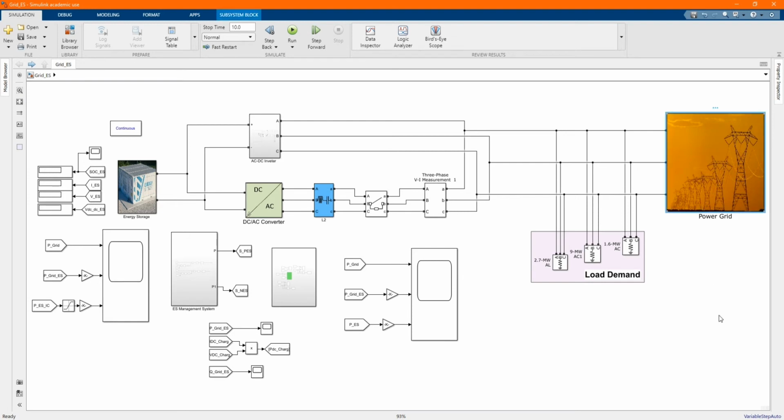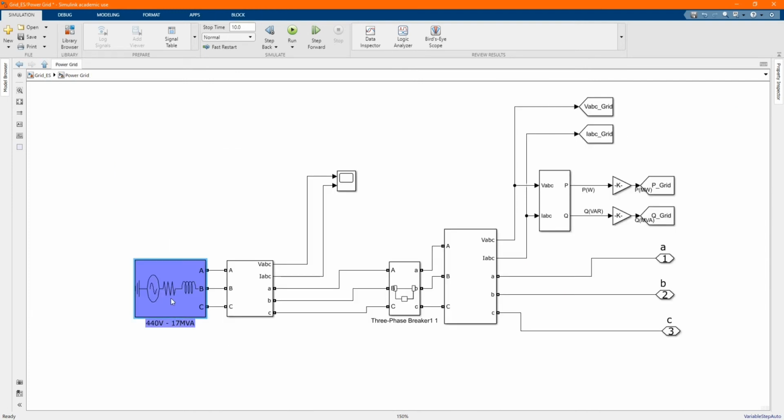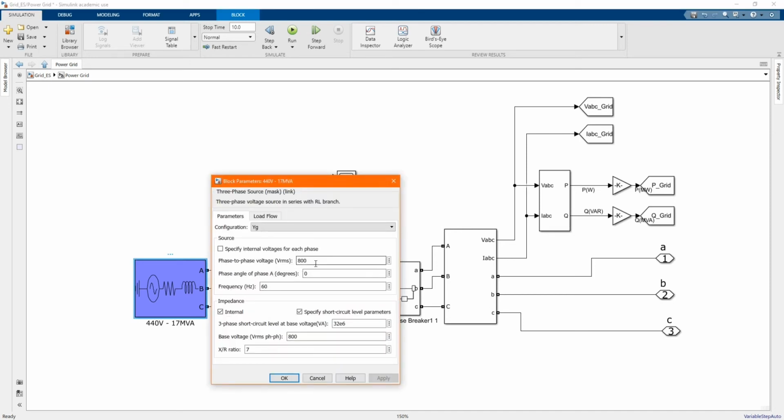This is our system, which is already built. We have a grid there, our load demand. Here's our energy storage, DC to AC converter, our energy management system, measurement. Let me just write it down. Now let's open each component to see. Here's our grid. Let me just change the parameters.